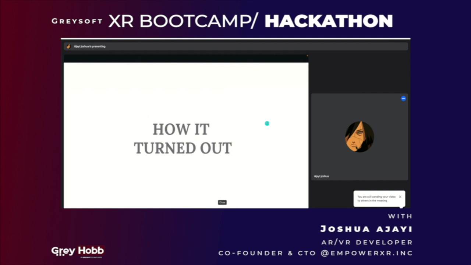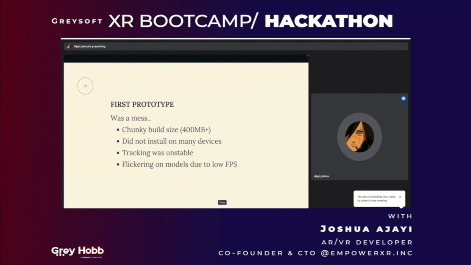Yeah, so there are also results that come out from your prototyping. Again, this is just a case study. My first prototype, and again, I was telling you that prototyping actually means that you are going back from the first attempt to do several attempts, right? Depends on whatever software you're using, but in this case, the first prototype I made was a huge mess, right? I installed it and it was about 400 megabytes for that small experience. It did not install on many devices, tracking was unstable, and there was a lot of flickering on the models due to low FPS, right?